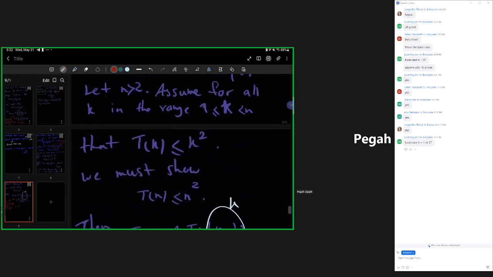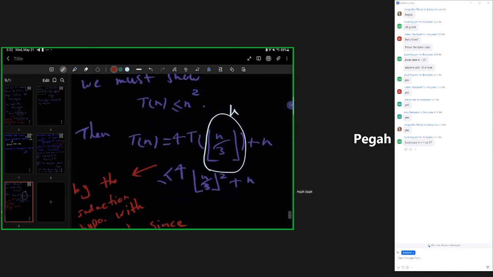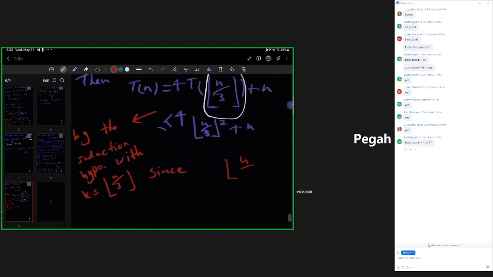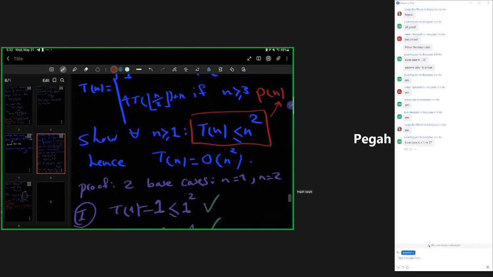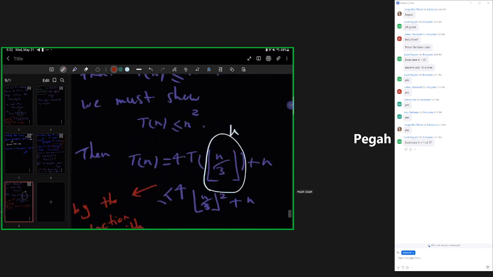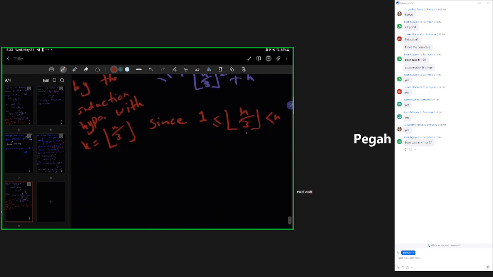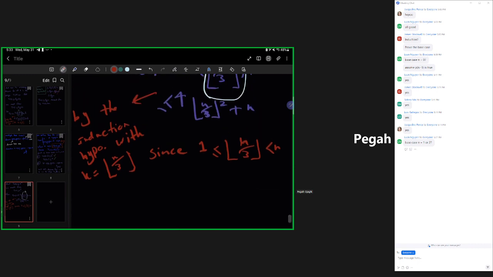Because I need to check this too: n over 3 is between 1 and less than n, which holds. Why? Because the minimum n in this equation is 3, since the equation holds for n equal to 3. If I consider 3, then 3 over 3 becomes 1, and the floor of 1 is 1. So 1 is greater than or equal to 1 and less than n. That holds, so this induction holds for this.